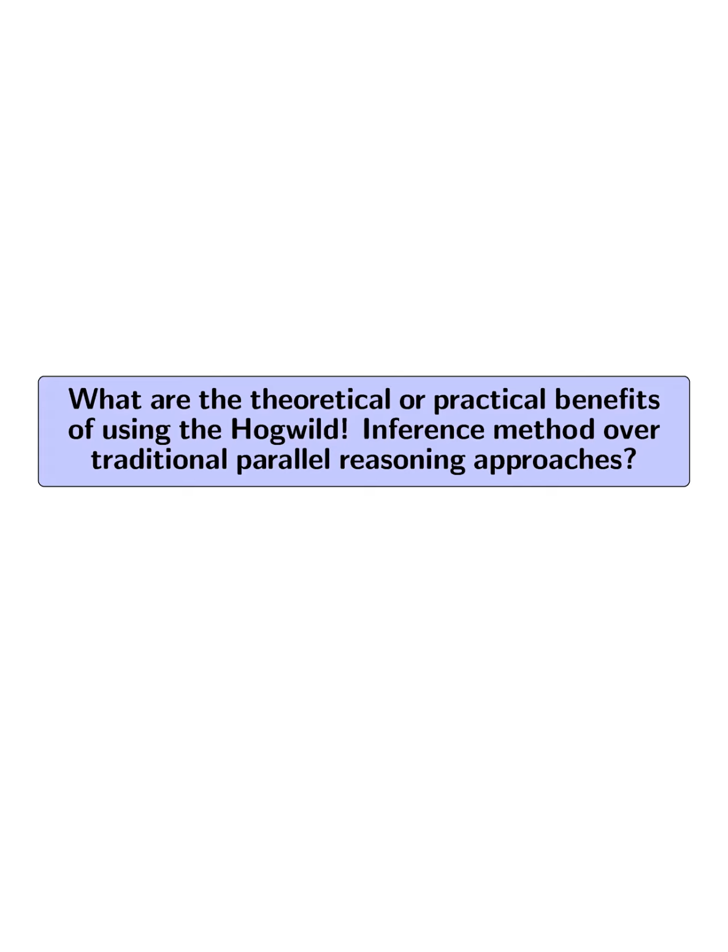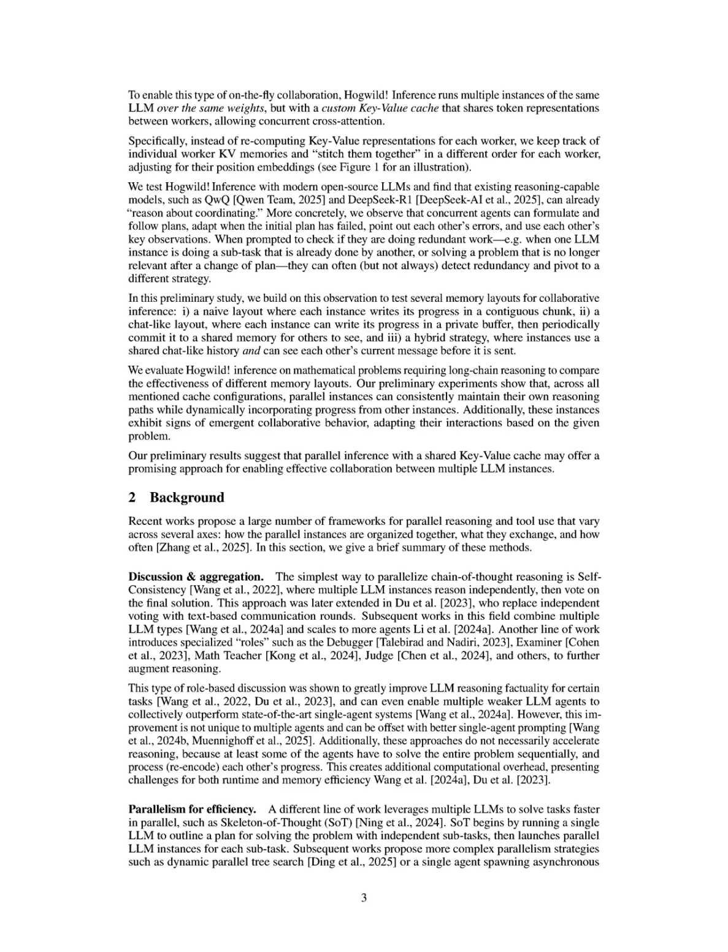What are the theoretical or practical benefits of using the Hogwild inference method over traditional parallel reasoning approaches? The Hogwild inference method offers several theoretical and practical benefits over traditional parallel reasoning approaches. Firstly, it allows multiple LLM instances to collaborate dynamically without a predefined framework, enabling them to adapt their collaboration strategies on the fly based on real-time progress, which contrasts with fixed methods that can lead to inefficiencies when plans change.